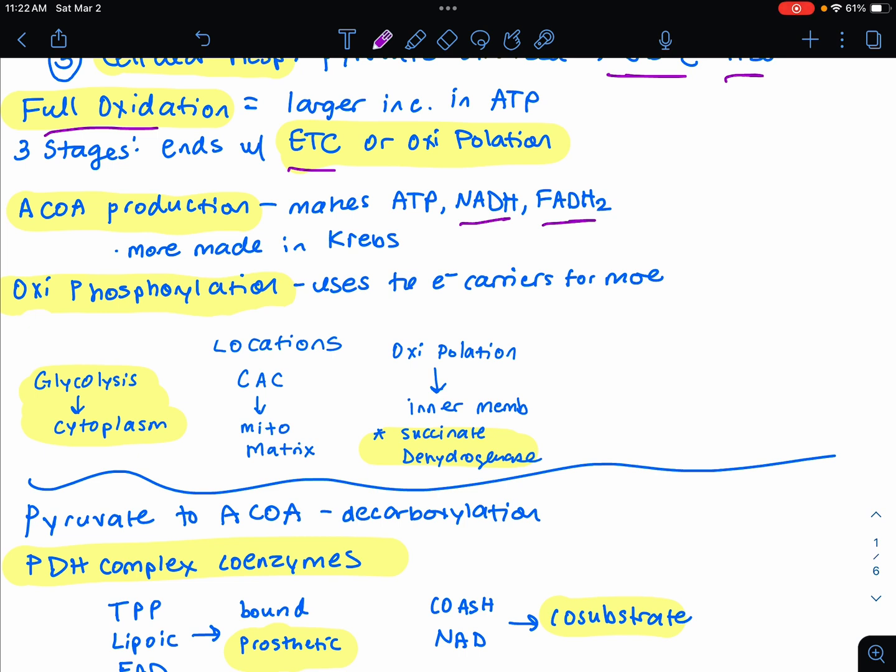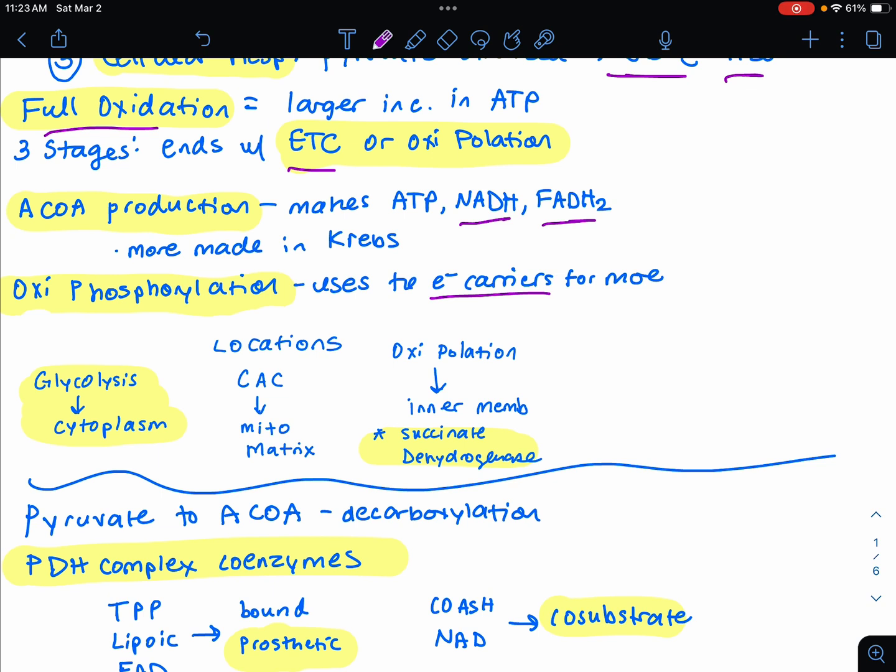GTP is basically ATP because you could convert the G to the A, so you can make ATP in the citric acid cycle. However, it's only 1 per turn. However, again, taking into account there are 2 of these acetyl CoAs. It's going to technically be 2, but per acetyl CoA in the citric acid cycle, you're going to make more NADH, FADH2, and 1 GTP, basically 1 ATP. Alright, oxidative phosphorylation, we'll be using those electron carriers for more ATP.